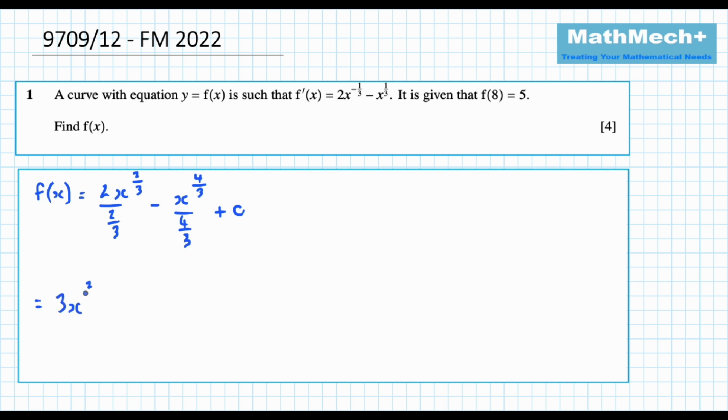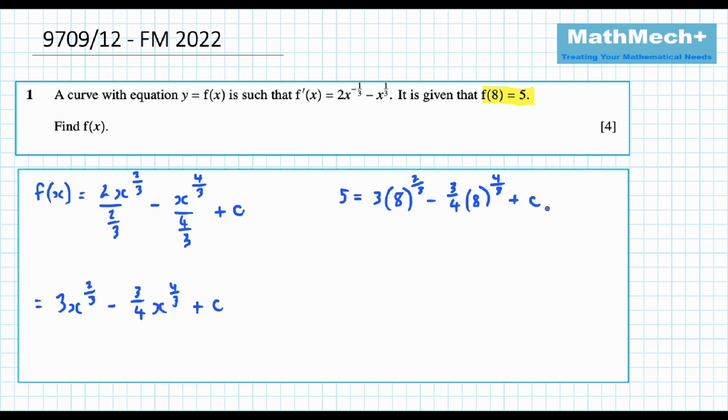So now we'll simplify. 2 divided by 2 over 3 is 3. You can use your calculator for these kinds of things, of course, during these exams. So once we've gotten this part, we have another part where we're given f of 8 is equal to 5. So 5 is equal to our function, and replace x with the value of 8. And from there again, use your calculator, and you'll find the constant of integration, which is c.